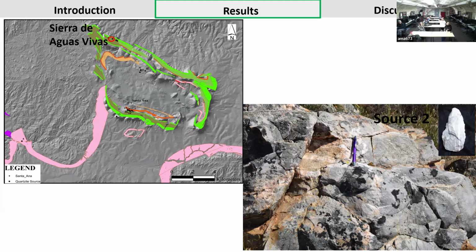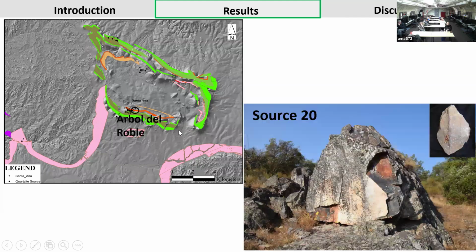So we tried to attribute where these source materials would have come from on the landscape. This one was attributed to the Sierra de Agua Bibas area. And along the Harbor of the Robo area, you find this archaeological material which has been attributed to this source around the Harbor of the Robo area. This is just three samples from all the archaeological material that I found, to show you the source, the archaeological material, and the outcrop.